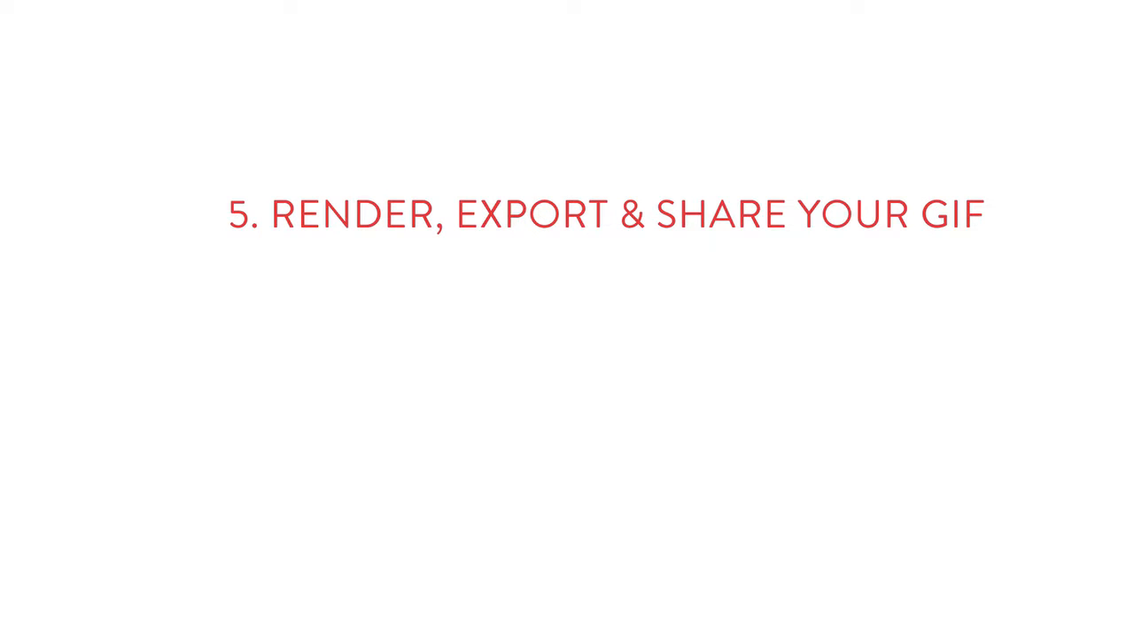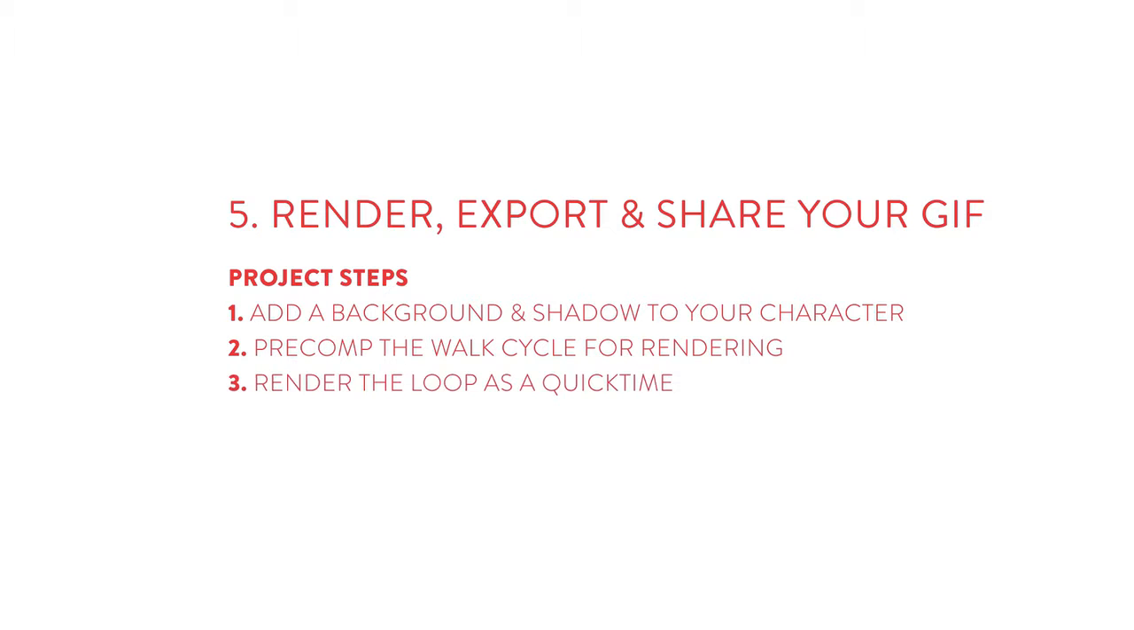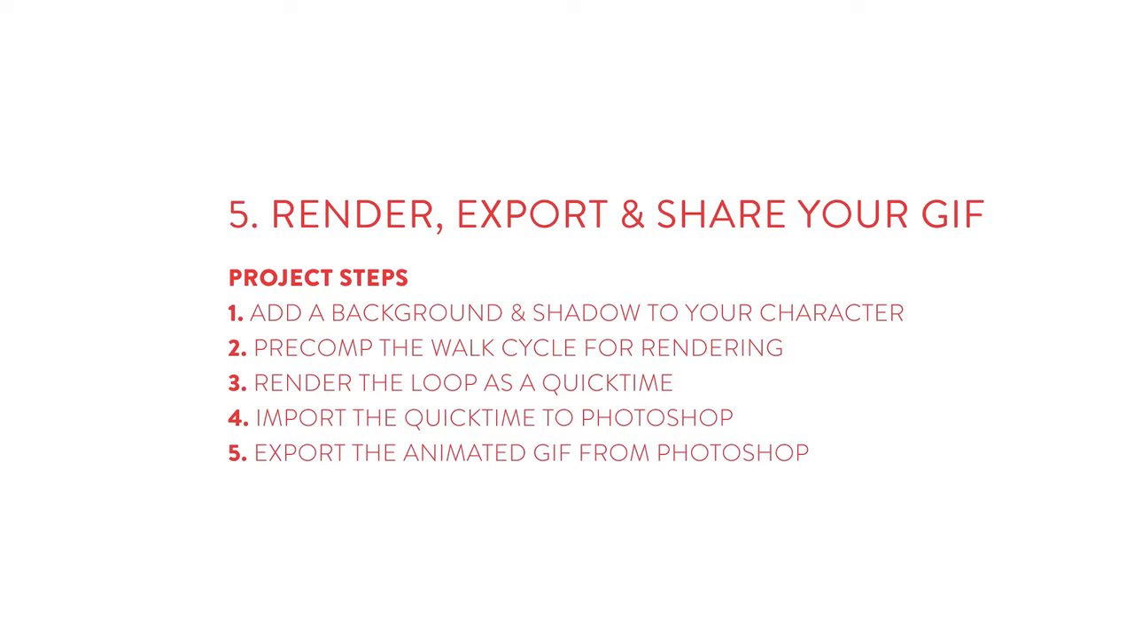Hey guys, this is the fifth and final section of our class titled Render, Export and Share Your GIF. In this section we're going to add a background color and shadow to our character. We're going to pre-comp our cycle for rendering. We're going to render the loop as a QuickTime. We're going to import the QuickTime into Photoshop, export the GIF from Photoshop, and finally we're going to post our animated GIF.